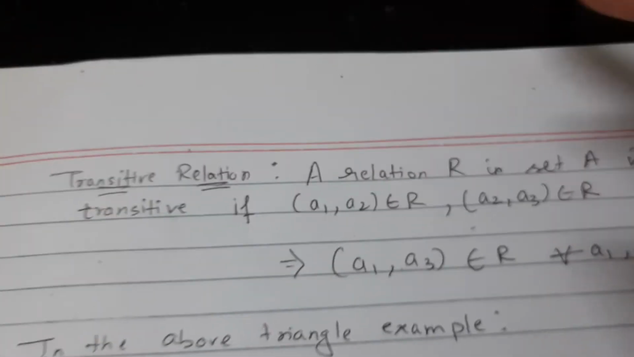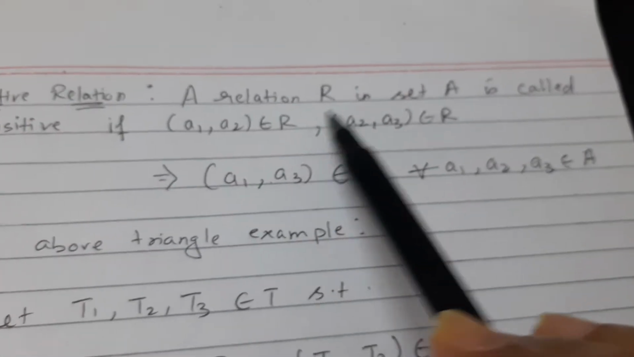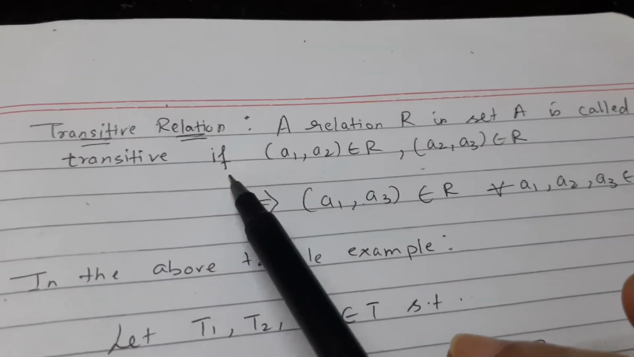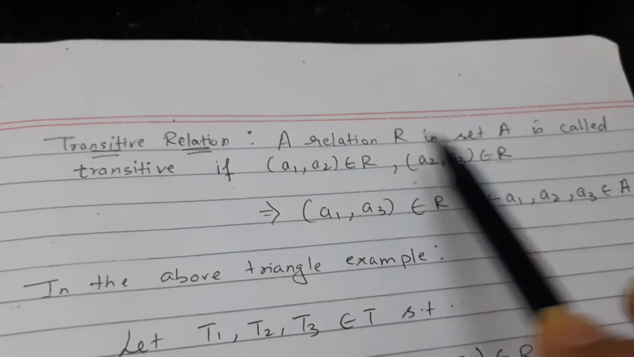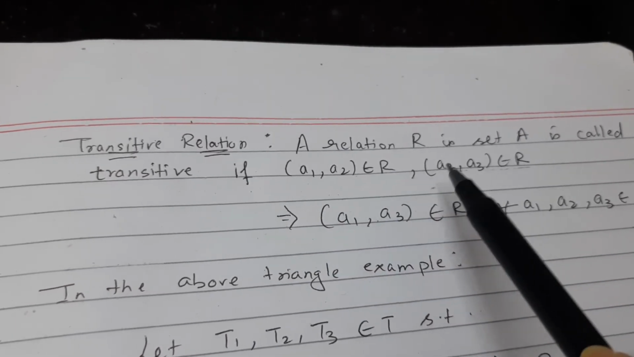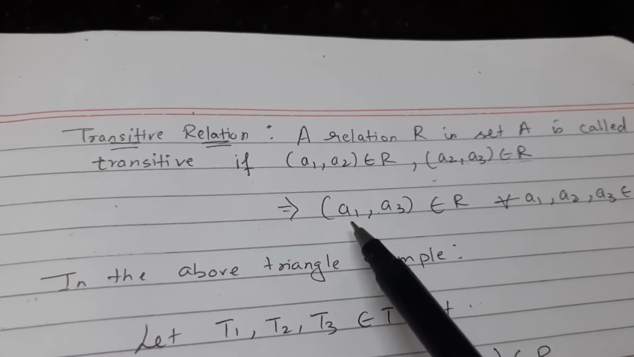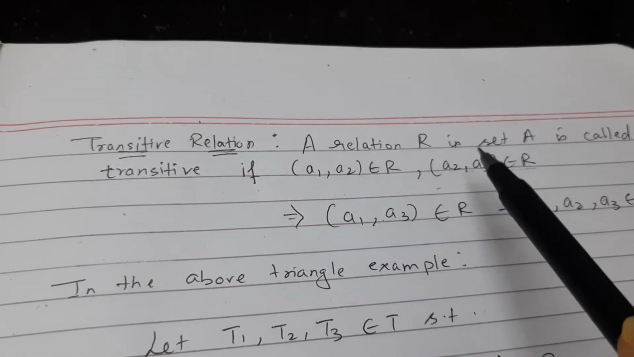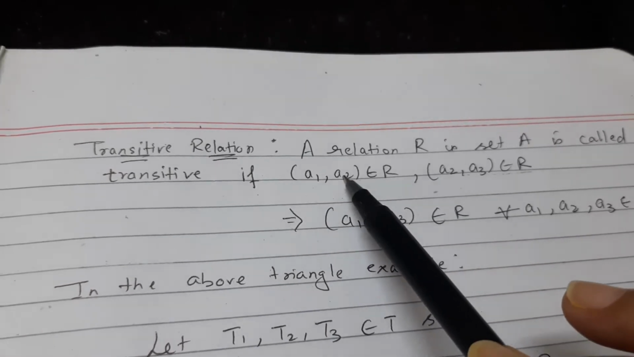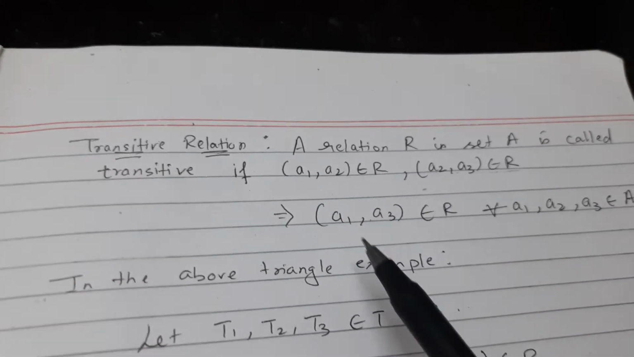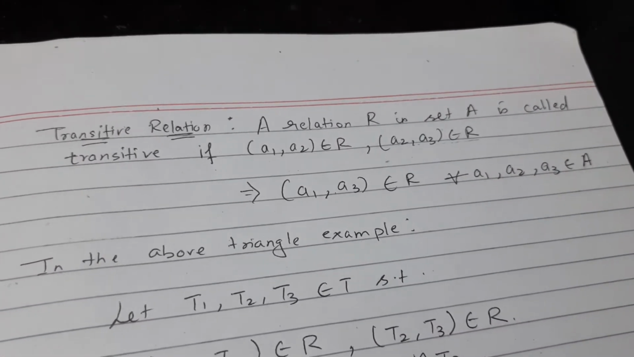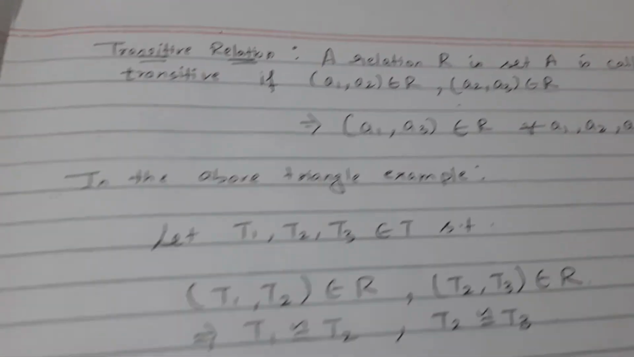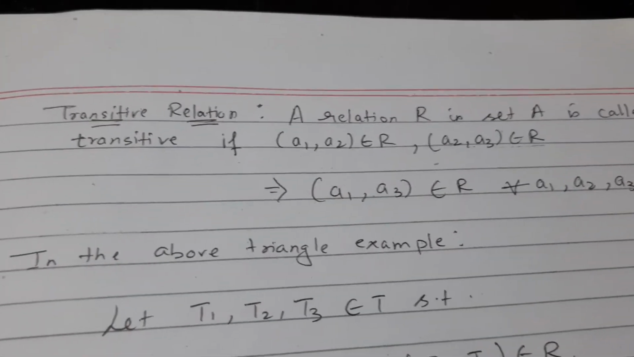Let us see transitive. A relation R in set A is called a transitive relation if this property is satisfied: (a1, a2) belongs to R and (a2, a3) belongs to R implies (a1, a3) belongs to R. That means the common element will disappear. So (a1, a3) belongs to R for all a1, a2, a3 belonging to A. If this property is satisfied, then the relation is transitive.